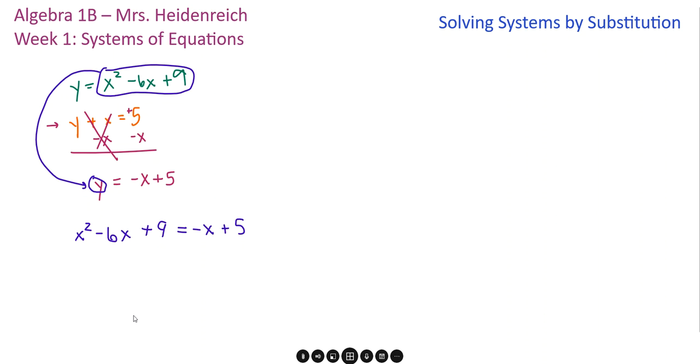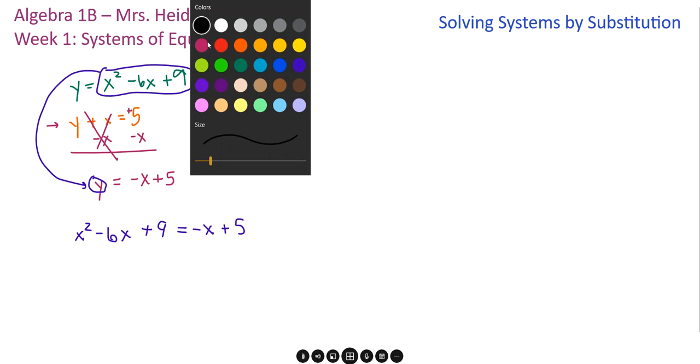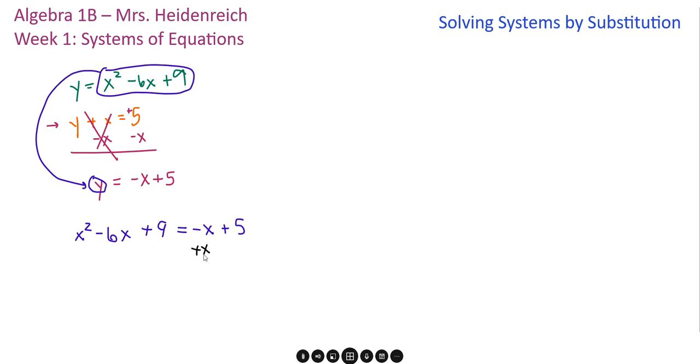Alright, I've got x's on both sides. I better move some x's over. I'm going to keep my x squared over here because I like it positive, so I'm going to go ahead and choose to add this x to both sides. I'll do that in one step so you can see all the steps one at a time. I got minus 5x here because negative 6 plus 1 is negative 5, plus 9. And on the right side, I'm only left with a 5.